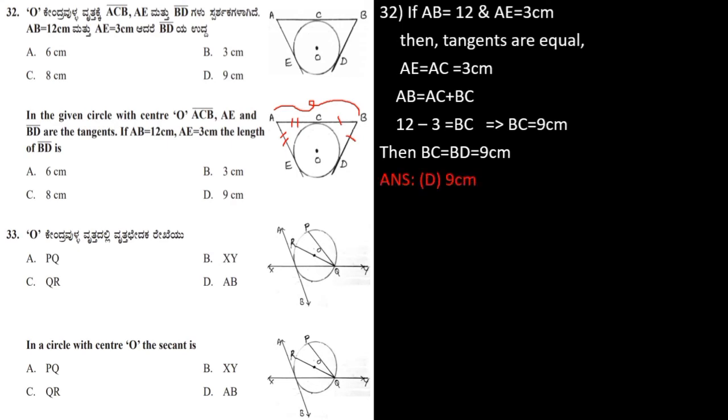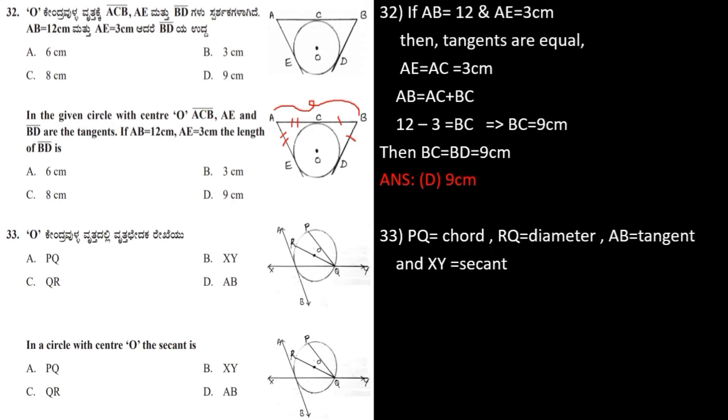33rd one, in the circle with center O, the secant is. Here they give a circle, we can see what all they have given. PQ is a chord, RQ is a diameter and AB is a tangent, and the other one is a secant, that is XY. That means it's passing through the circle at two points. Therefore we can say XYB is the correct answer.